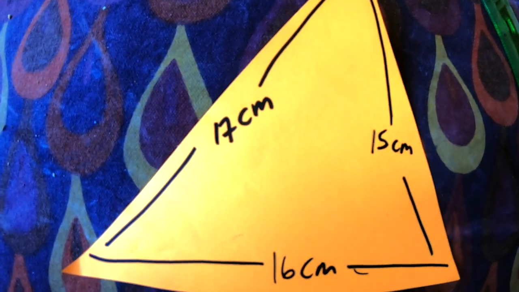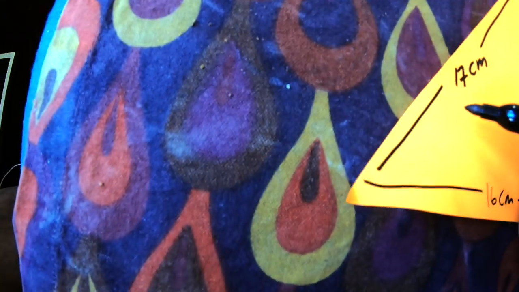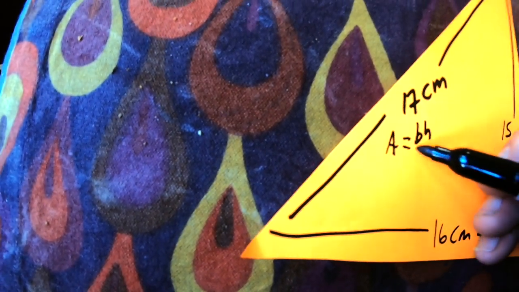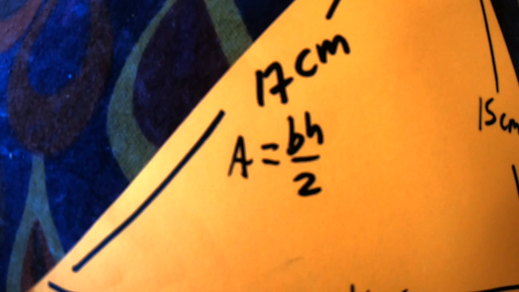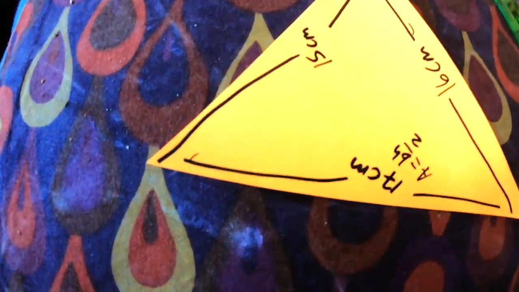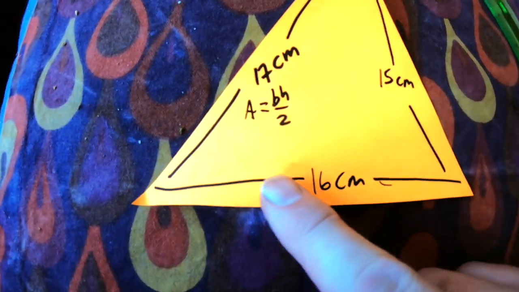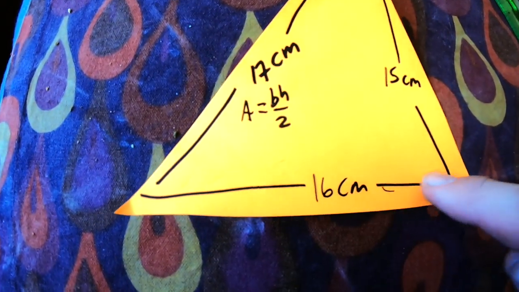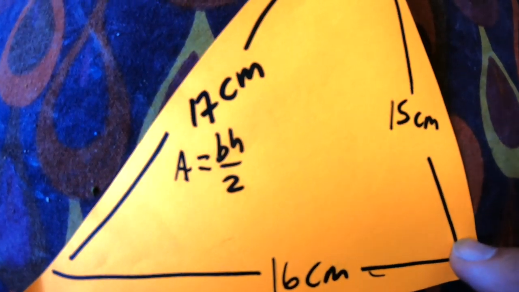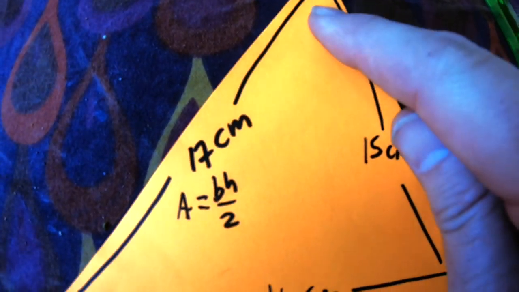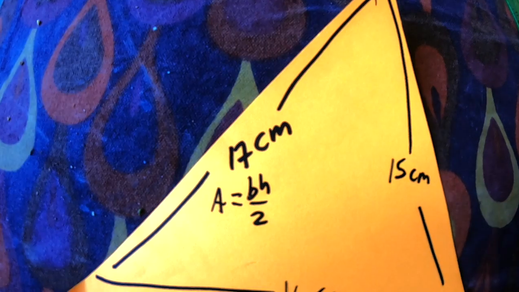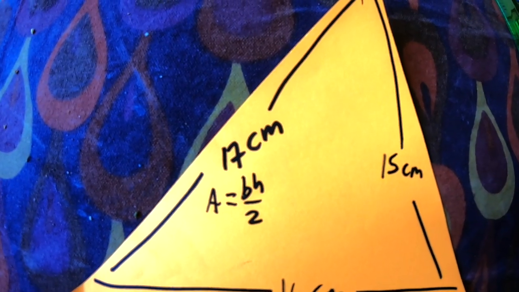All right, so let's see what we got here. Area equals base times height divided by 2. So, if I got the triangle like this, I could have it like this, or like this, doesn't matter. I could call the base any one of those sides, but I'm going to call the base 16 here. So what would the height be? Is it 15? Is it 17? Or is it a different number than those two?